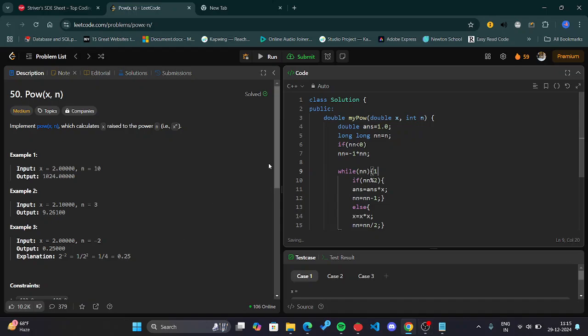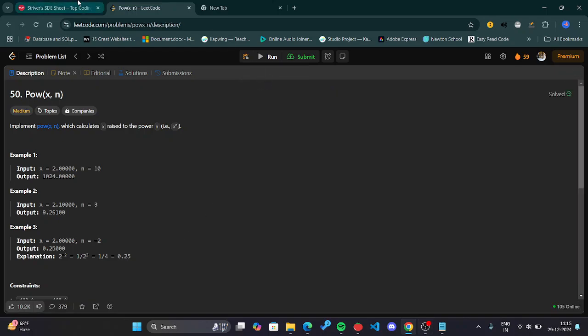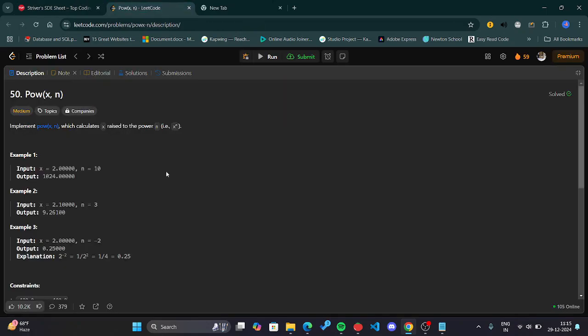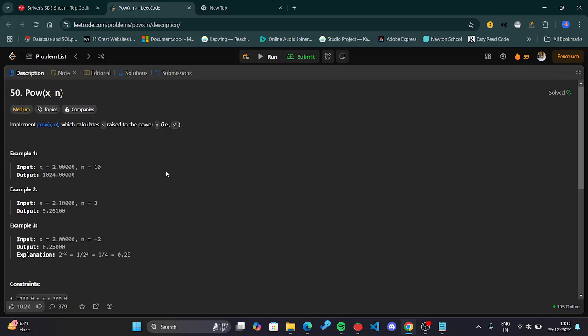Hi everyone. So today we'll be solving the question from Striver SD sheet, that is power of x comma n, or x to the power n. I'm sorry. So let's read the question. Implement power of x comma n which calculates x raised to the power of n, that is x to the power n.